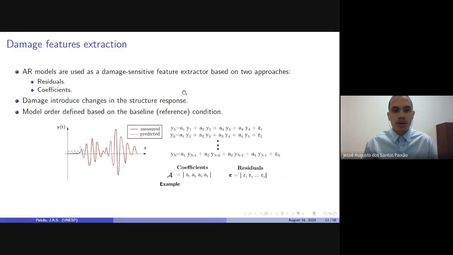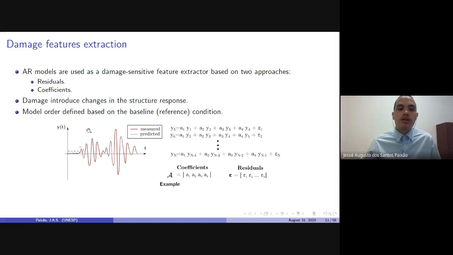Basically, there are two approaches to be used for damage feature extraction from our autoregressive model. The first approach is based on the residual error. The second is based on the coefficients. This is made under the assumption that the damage introduced changes the structural response and consequently our acquired signal, which will affect the autoregressive model identification.